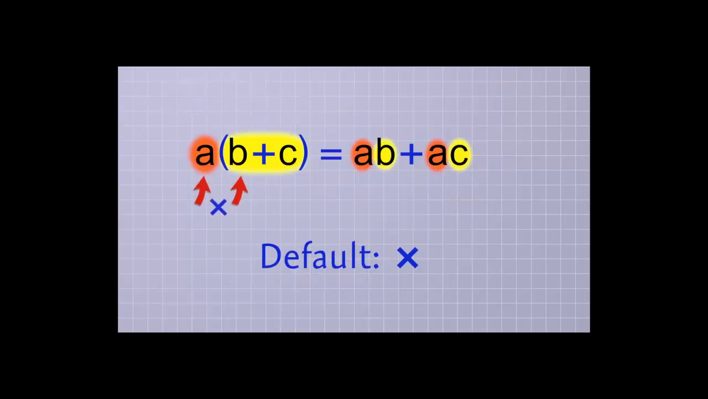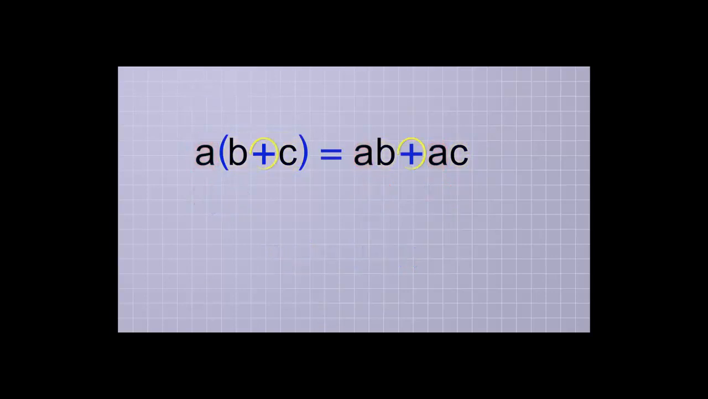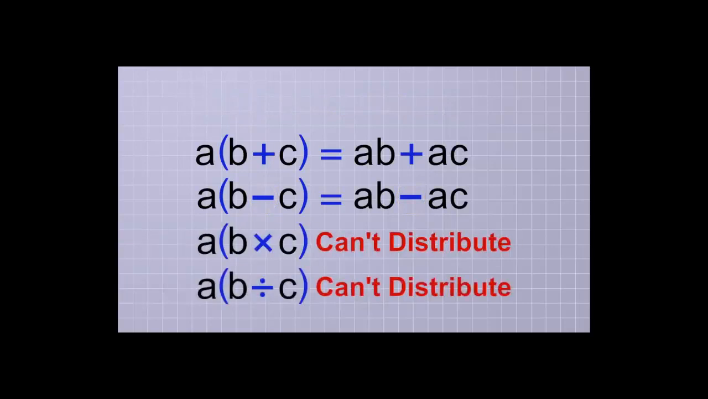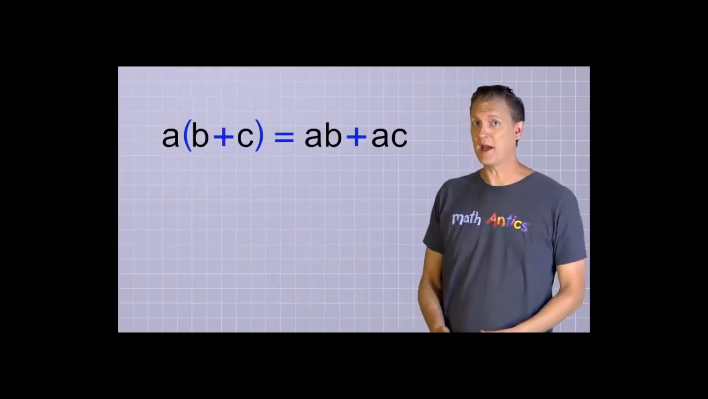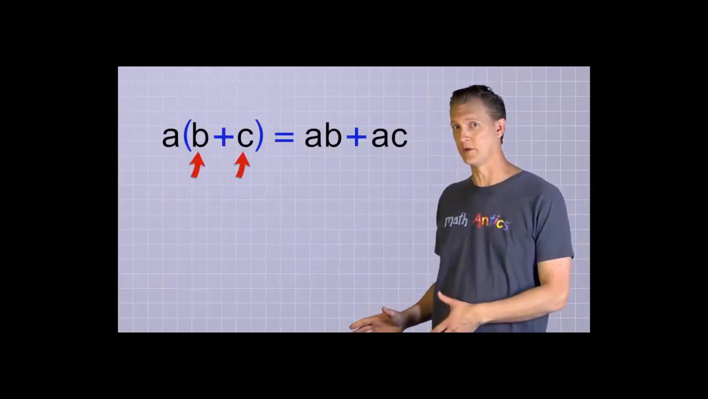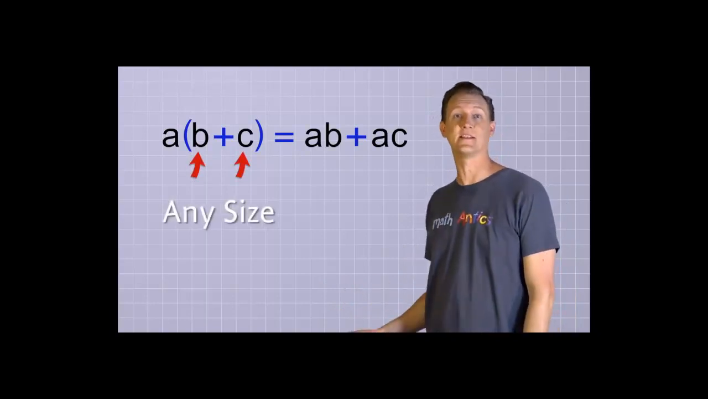And on the other side, since the copies of the a are right next to the b and c, it means they're being multiplied also. And even though this pattern is usually shown with addition in the group, remember that it also works for subtraction, since subtraction is the same as negative addition. But the distributive property does not apply to group members that are being multiplied or divided. Okay, so this is the basic pattern of the distributive property. It's usually just shown with 2 members in the group, but remember that it works for groups of any size.